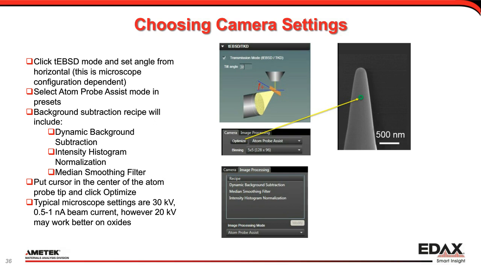Typical microscope settings that I usually use are around 30 kV and somewhere between 0.5 and 1 nanoamp of beam current, but I have seen samples like oxides where 20 kV might work better. So this is going to be pretty sample dependent, and you might need to play around with those to find the optimum settings.